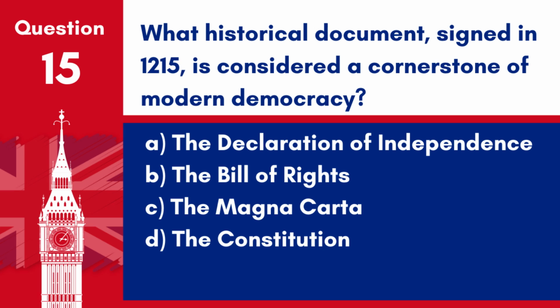Question 15. What historical document, signed in 1215, is considered a cornerstone of modern democracy? A. The Declaration of Independence, B. The Bill of Rights, C. The Magna Carta, D. The Constitution. Answer: C. The Magna Carta. Signed in 1215, the Magna Carta is considered a foundational document of constitutional governance and the rule of law.